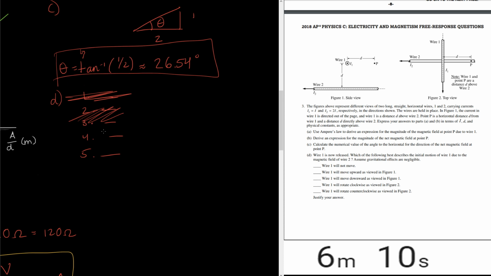Wire 2 is going, so I'm doing a lot of right-hand ruling here. The right-hand rule says that the current is going to go down there, which means down there, and there. It's going to rotate counterclockwise.